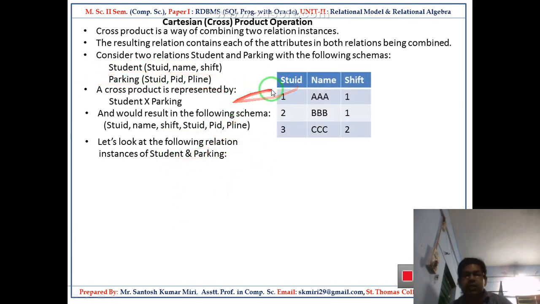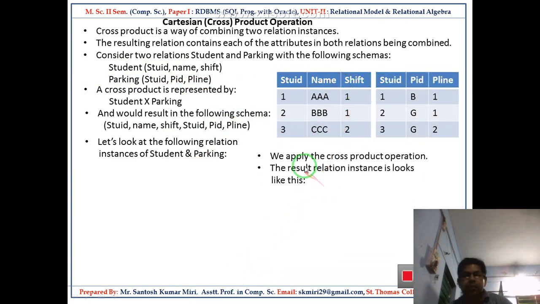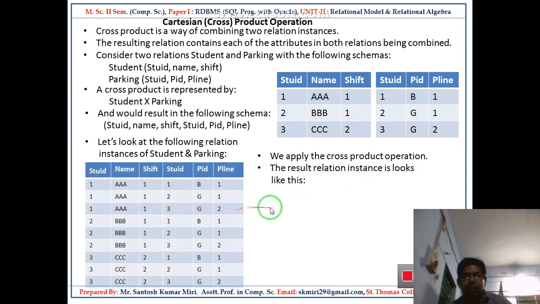This one is the student instance, and this one is the parking instance. We apply the cross product operation. It is written as this one. The output will be this.